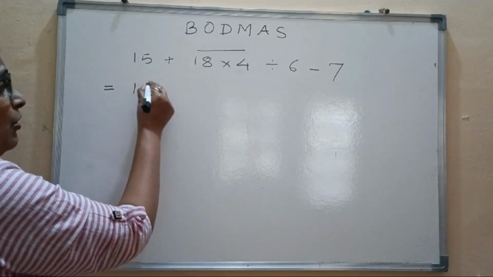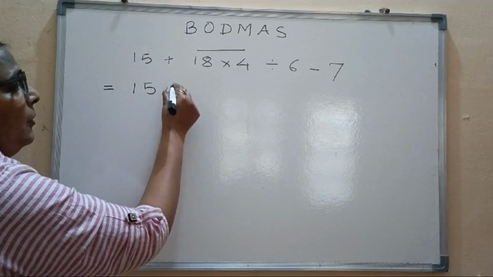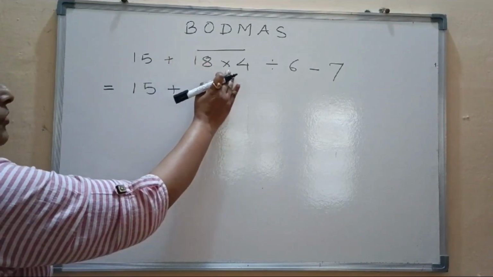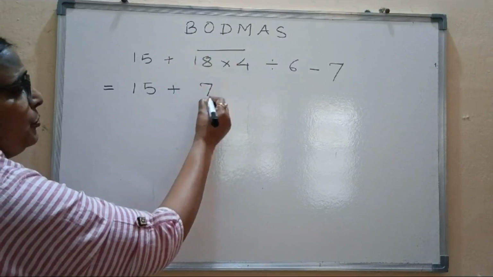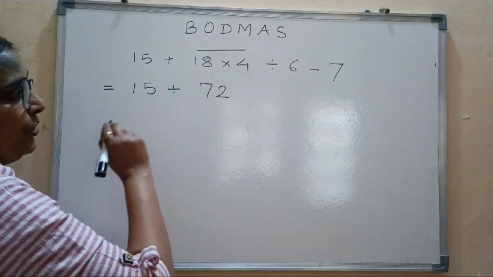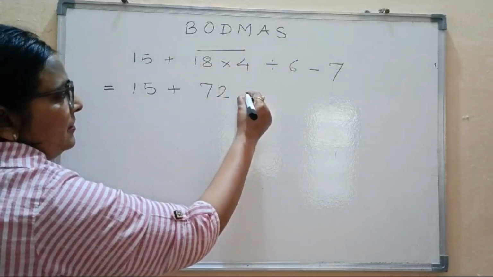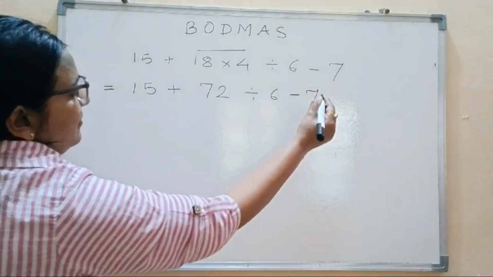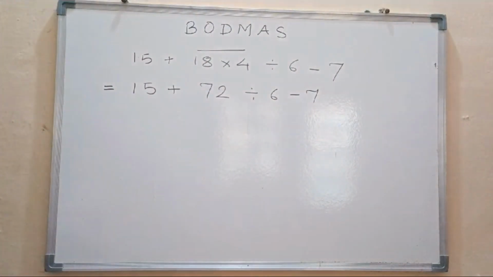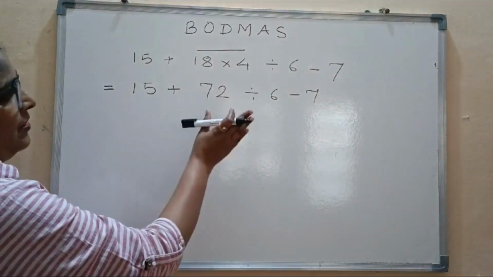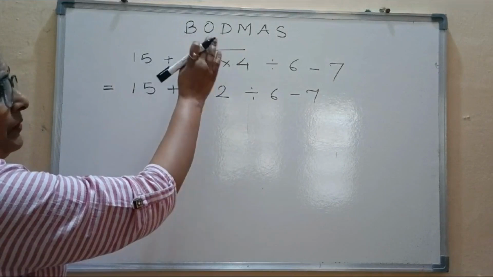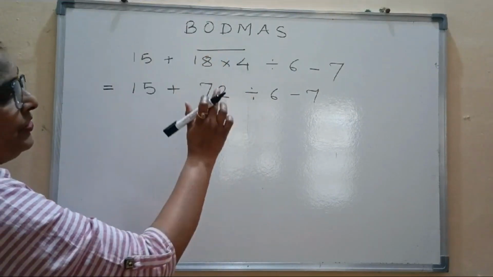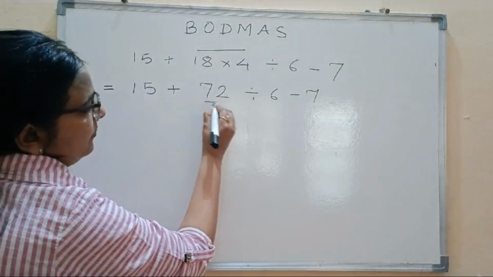Remaining as it is, you have to write. So 15 plus, I am going to write here as it is. Now 18 4s are 72. So here 72, remaining as it is, divided by 6 minus 7. Okay. Now next, after B bracket, is O given? No, powers are not given. So next, division? Yes, division is given.